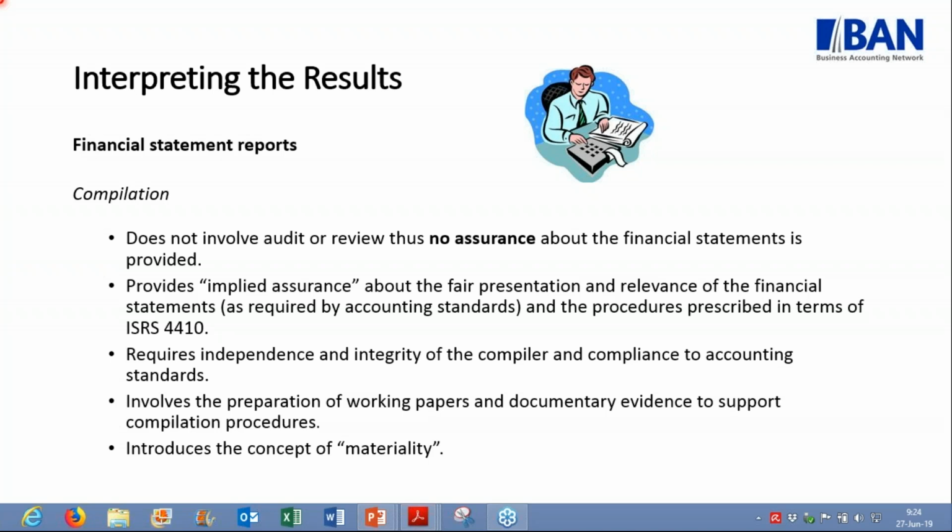In this instance, and because of that, the concept of materiality is introduced. Now, what is materiality? In a nutshell, materiality is usually a rand value above which, so say for example, it's almost like a threshold. And if there are any errors or misstatements above that threshold, it would cause anyone who reads these financial statements to change the decision that they were going to make.